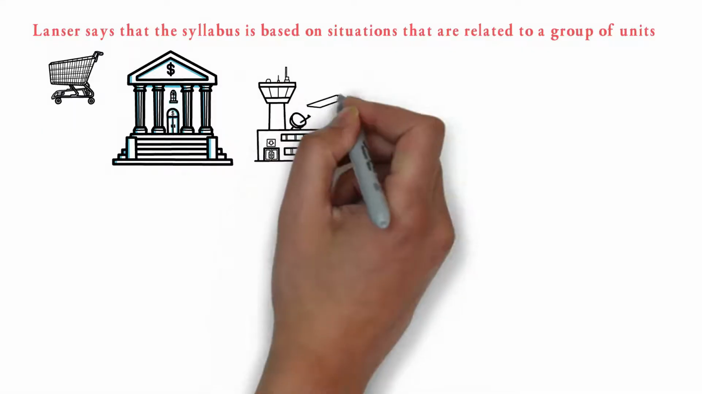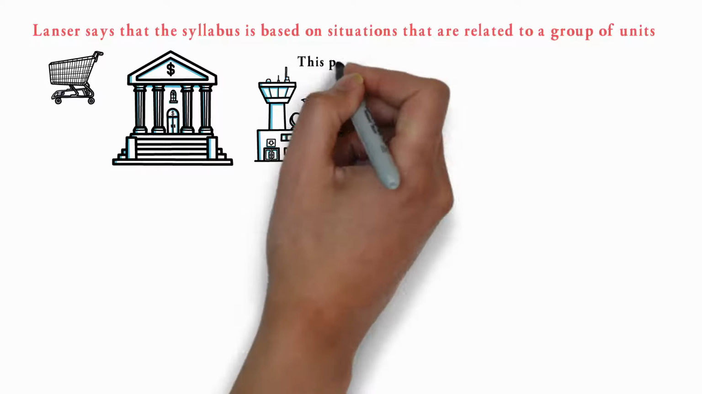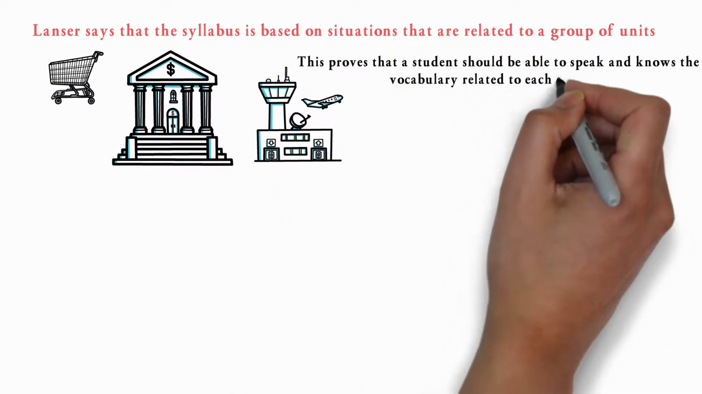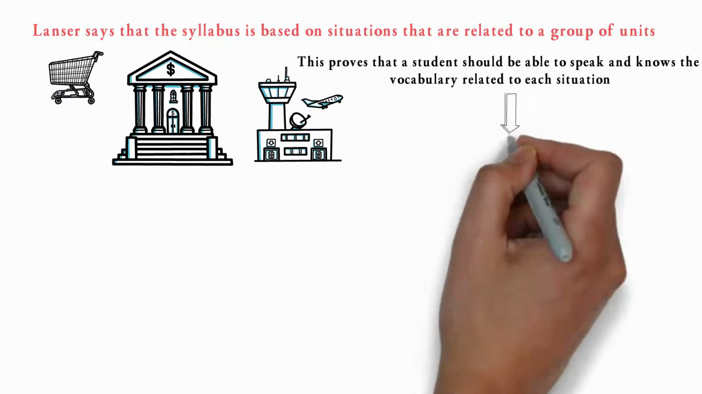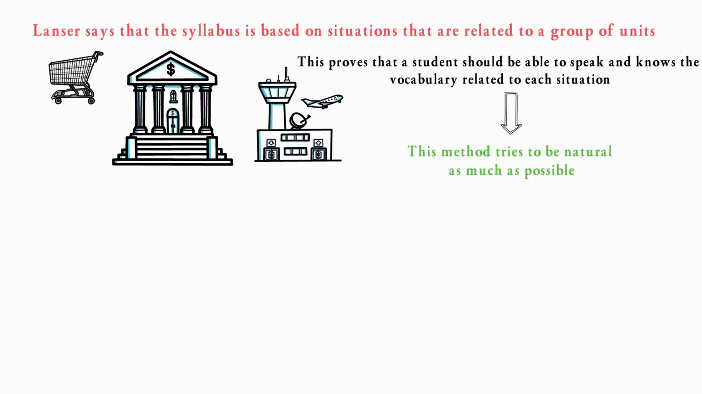Sometimes the sessions can be about a particular topic too, such as money. This proves that a student should be able to speak and be acquainted with the vocabulary related to each situation. If a student goes to the bank, he or she should be able to speak since he or she already studied a similar situation. This method tries to be as natural as possible.